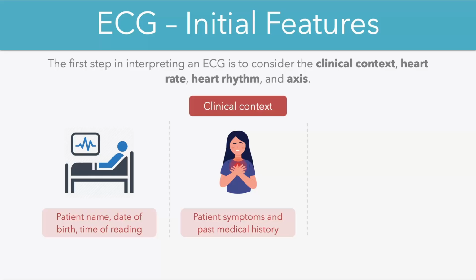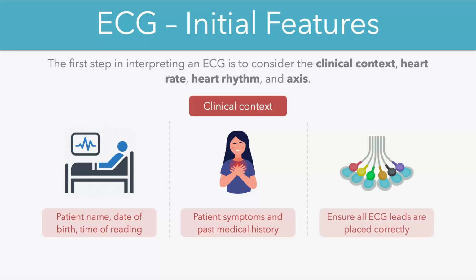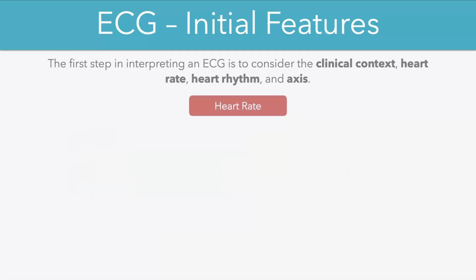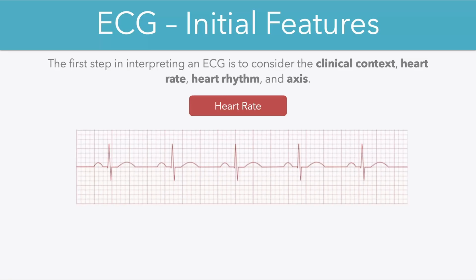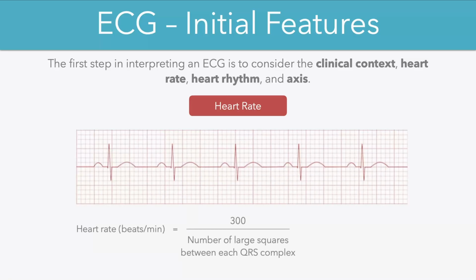Finally, we also want to double check that the ECG leads have been placed appropriately to prevent the risk of an erroneous result. After establishing the clinical context, we can move on to calculating the heart rate from the tracing, and there are a few different ways to do this. One method involves counting the number of large squares between each QRS complex and dividing this value by 300. For example, in this case, you can see that we have around 3.5 squares between each QRS complex.